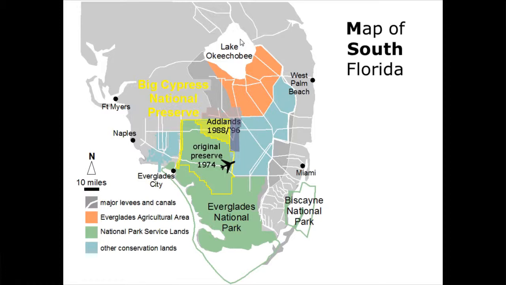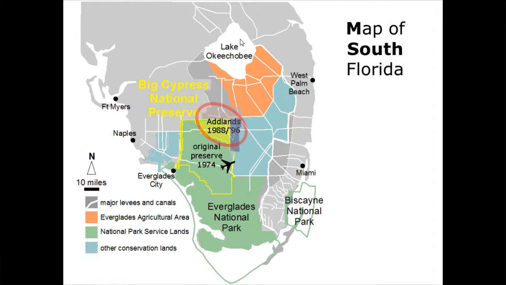Where are we on the map that we're talking about? We're talking about this area. It's in the northeast corner of the Big Cypress Swamp, or the northwest corner of the Everglades Water Conservation Area 3. It's where the two meet.